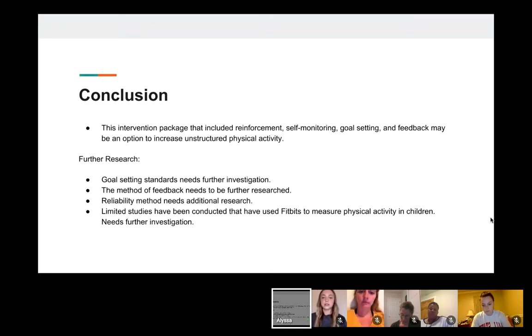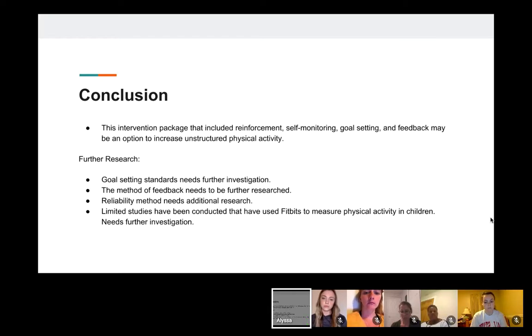For further research, the goal setting standards should be further investigated, and the method of feedback should also be further researched. The reliability method also needs some further study due to the various types of apps that are available to track physical activity. So I guess we're considering using maybe just certain types of apps, or finding out which ones work the best. Also, using these Fitbits among children.